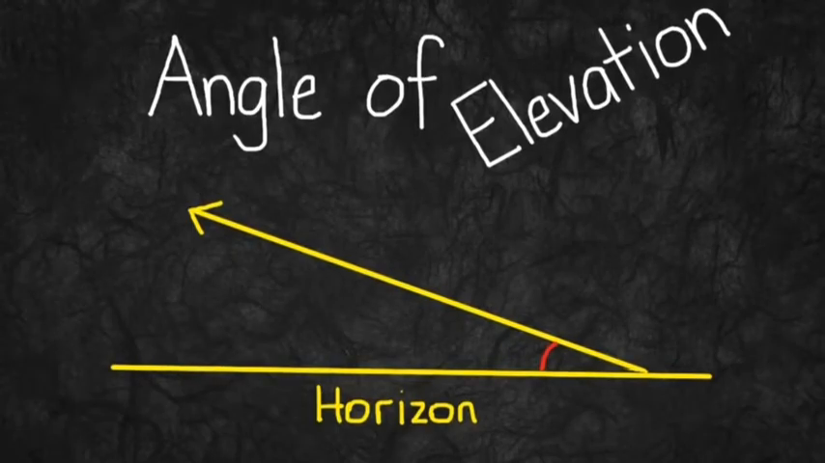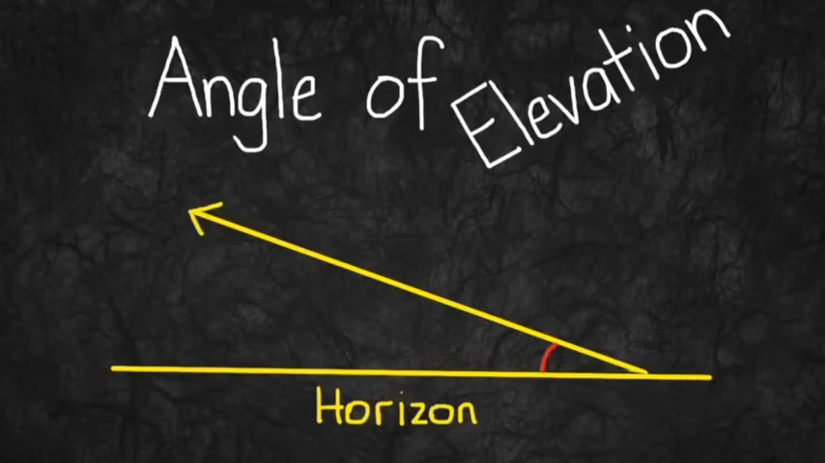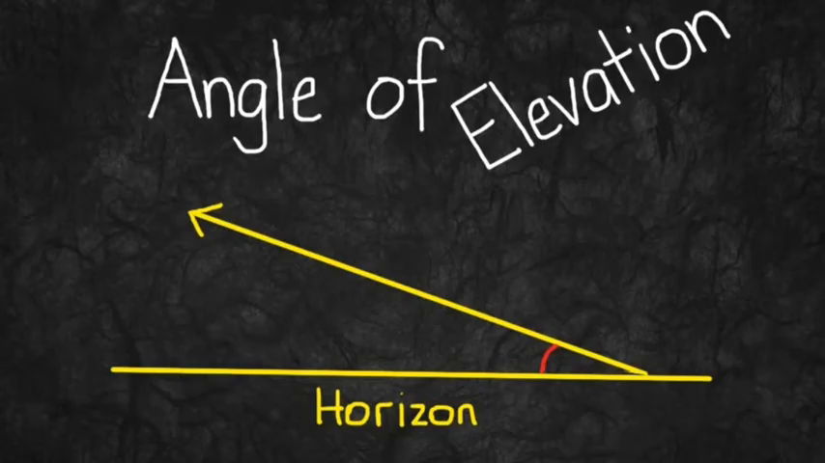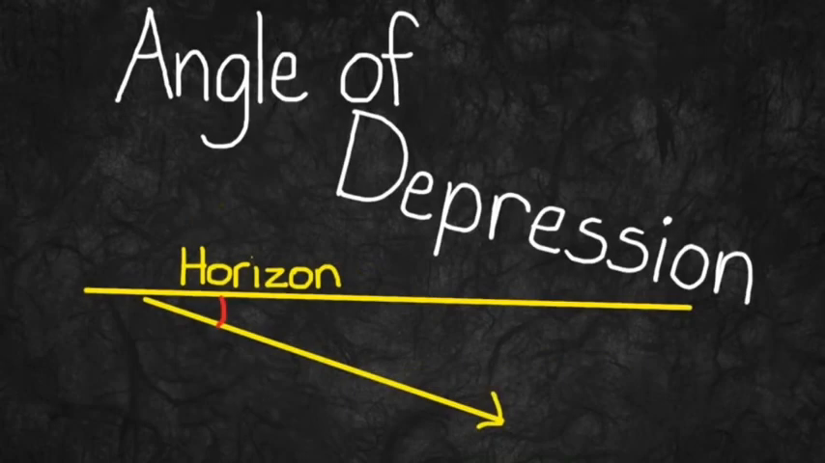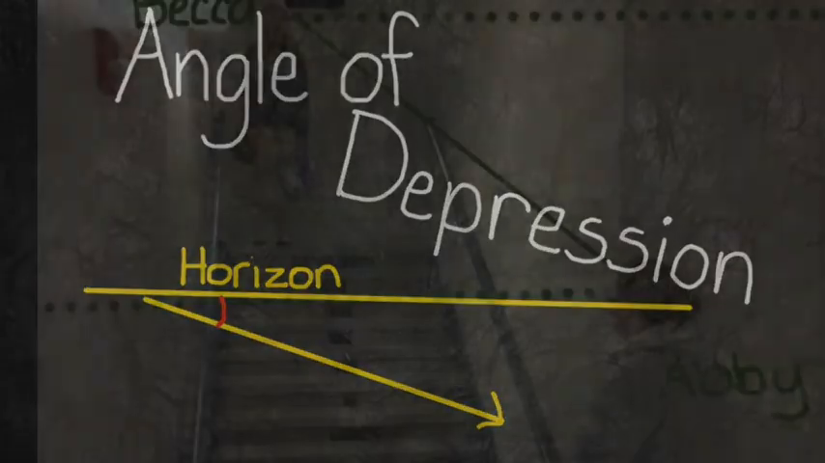The horizon is formed by a horizontal line at eye level. Walking uphill and taking off in a plane are also examples of angles of elevation. In contrast, looking down creates an angle of depression. Again, the horizontal line is placed at eye level. Anything below eye level is at an angle of depression. Skiing downhill is another example of this type of angle.